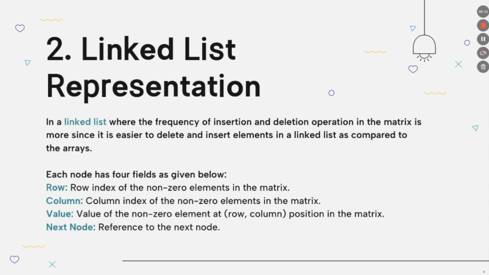Now let's head over to the linked list representation. In a linked list, where the frequency of insertion and deletion operations in the matrix is high, it is easier to delete and insert elements as compared to arrays. This linked list representation consists of rows, values and columns, similar to the array representation, but we have an extra thing here, that is a next node. What this node does is connect one list to another list. So we basically connect the end of one list to another list.